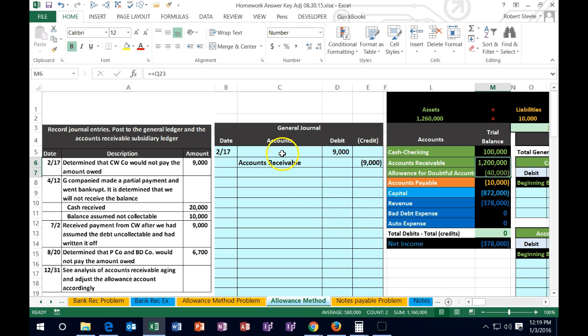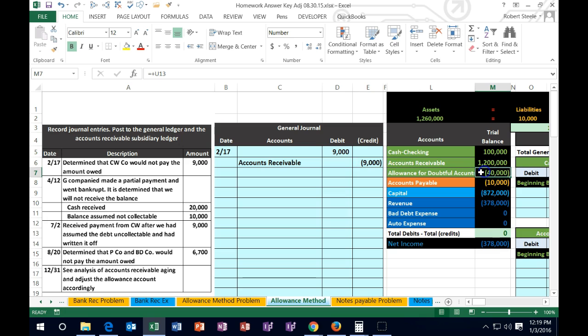Now, when someone does not pay us, then we're going to say, hey, we already estimated that. We already made this account saying that these people aren't going to pay us. Of that 40,000, 9 of it has now come to pass. Now we know who's not going to pay us, and we can take it out of the allowance, meaning we're going to reduce the allowance and reduce the receivable.